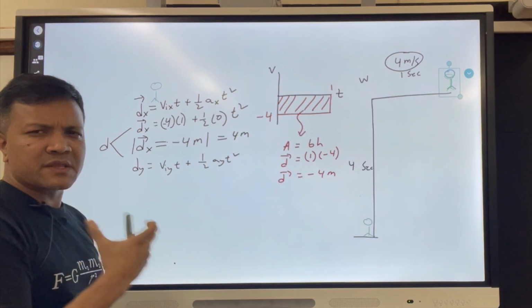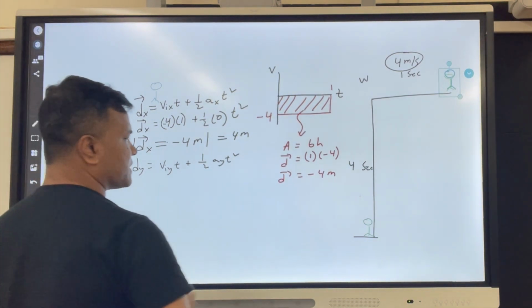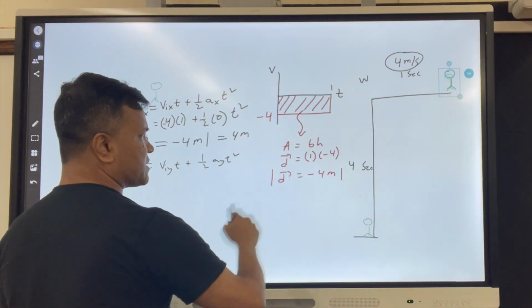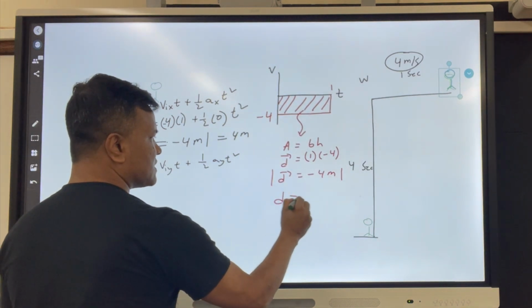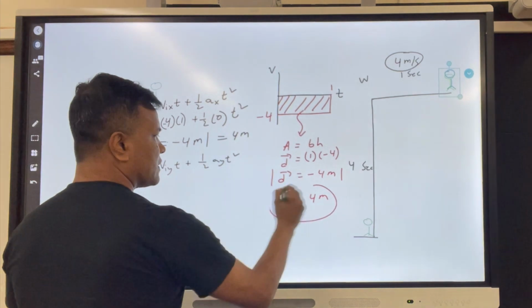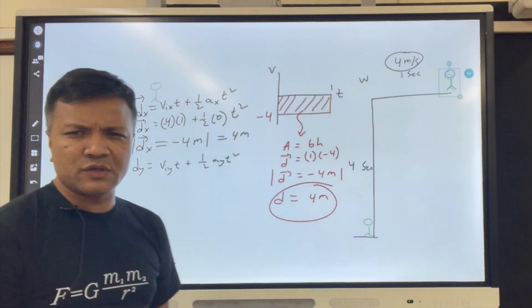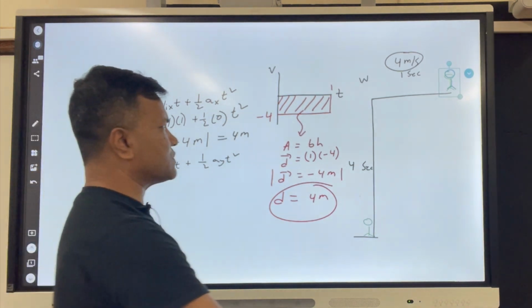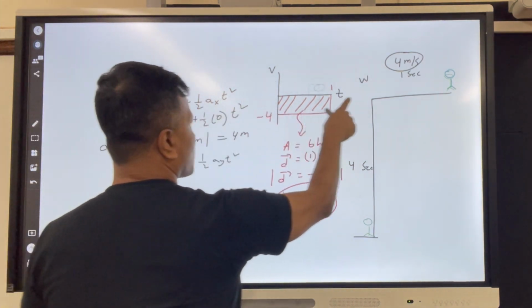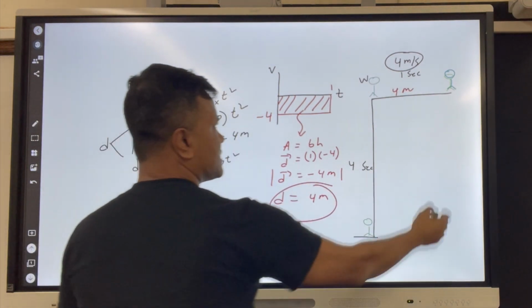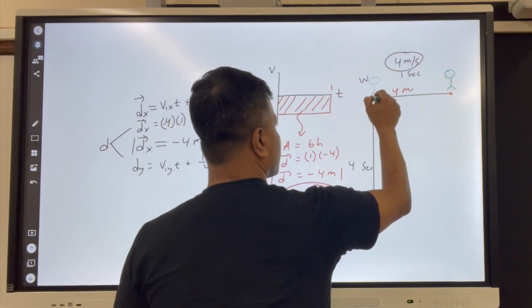I asked you to find the magnitude of the displacement. When you take the magnitude of the displacement, you get the distance. So the blue guy moved how far? 4 meters, from east to west.